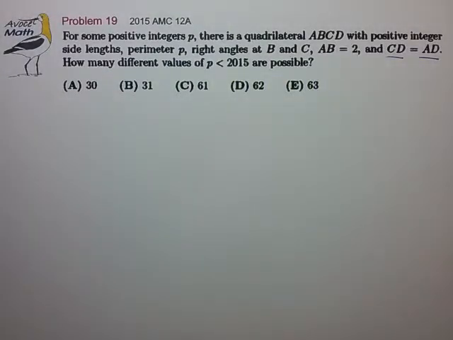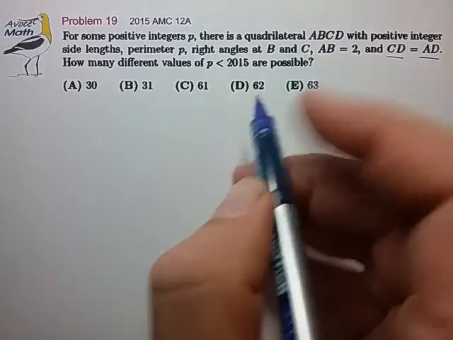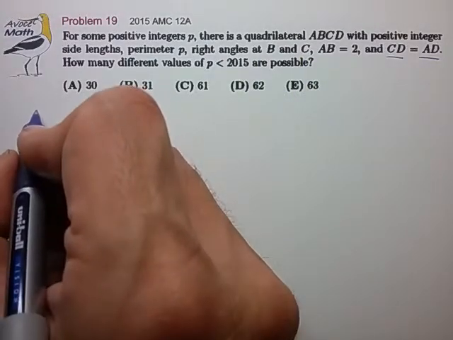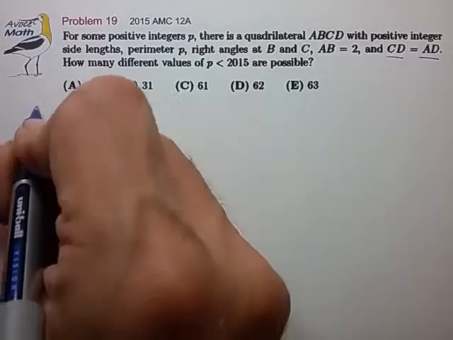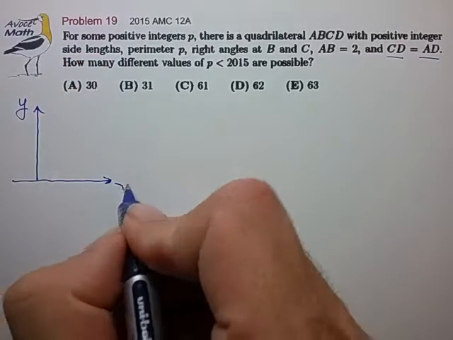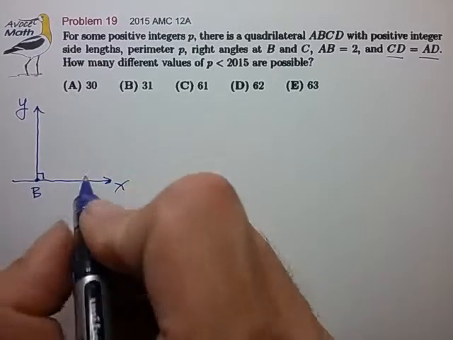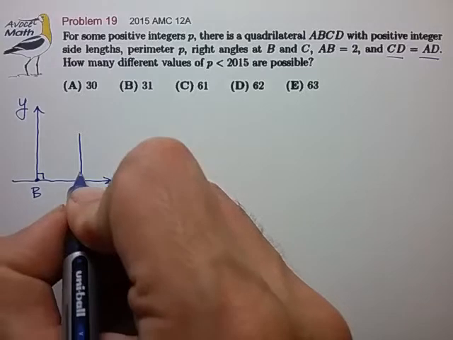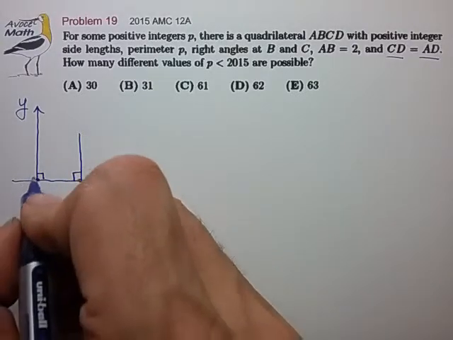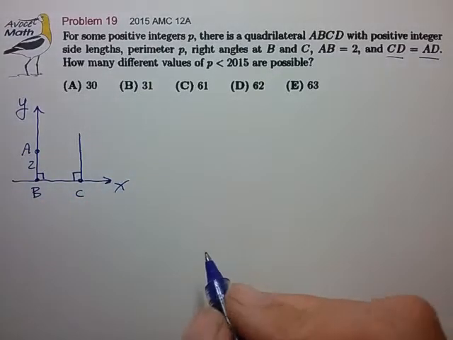So this is a little bit complicated to set up. And the one thing I notice is that we have right angles at B and C. So let me try to set this up inside a coordinate axes where I make this vertex B with a right angle, and we have vertex C with another right angle, and we have side length AB equal to 2.